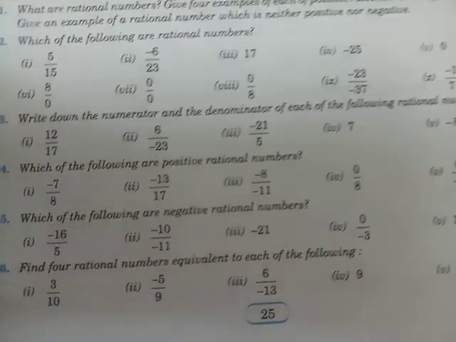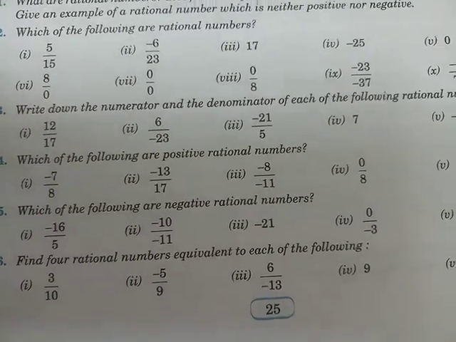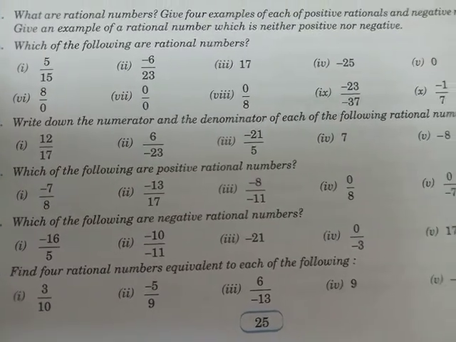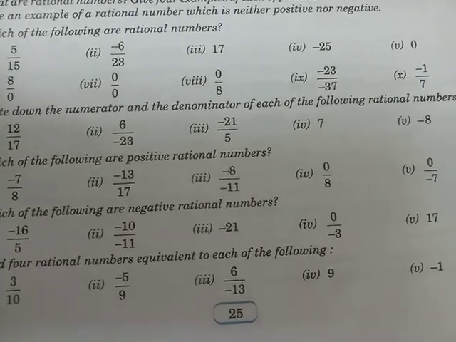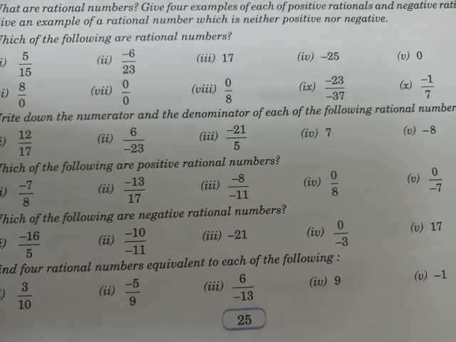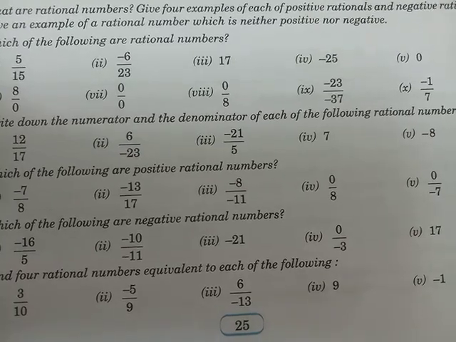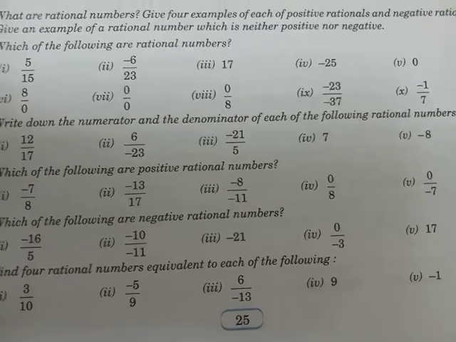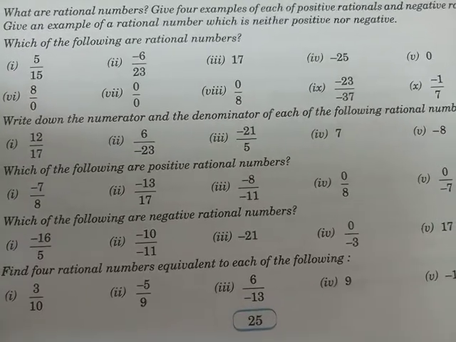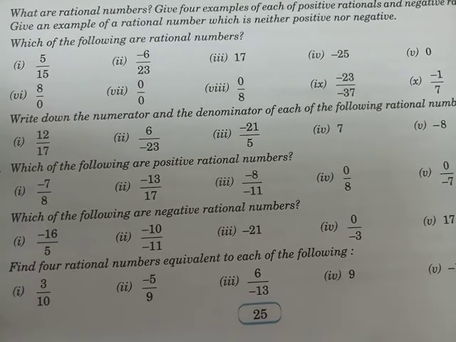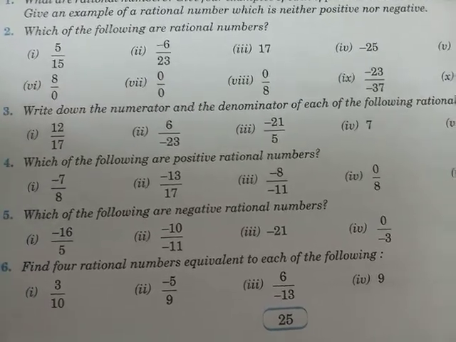Then now I come to question number 3. Write down the numerator and the denominator of each of the following rational numbers. So how are we going? You know very well what the numerator and denominator are. I'll tell you how to represent it in the copy.